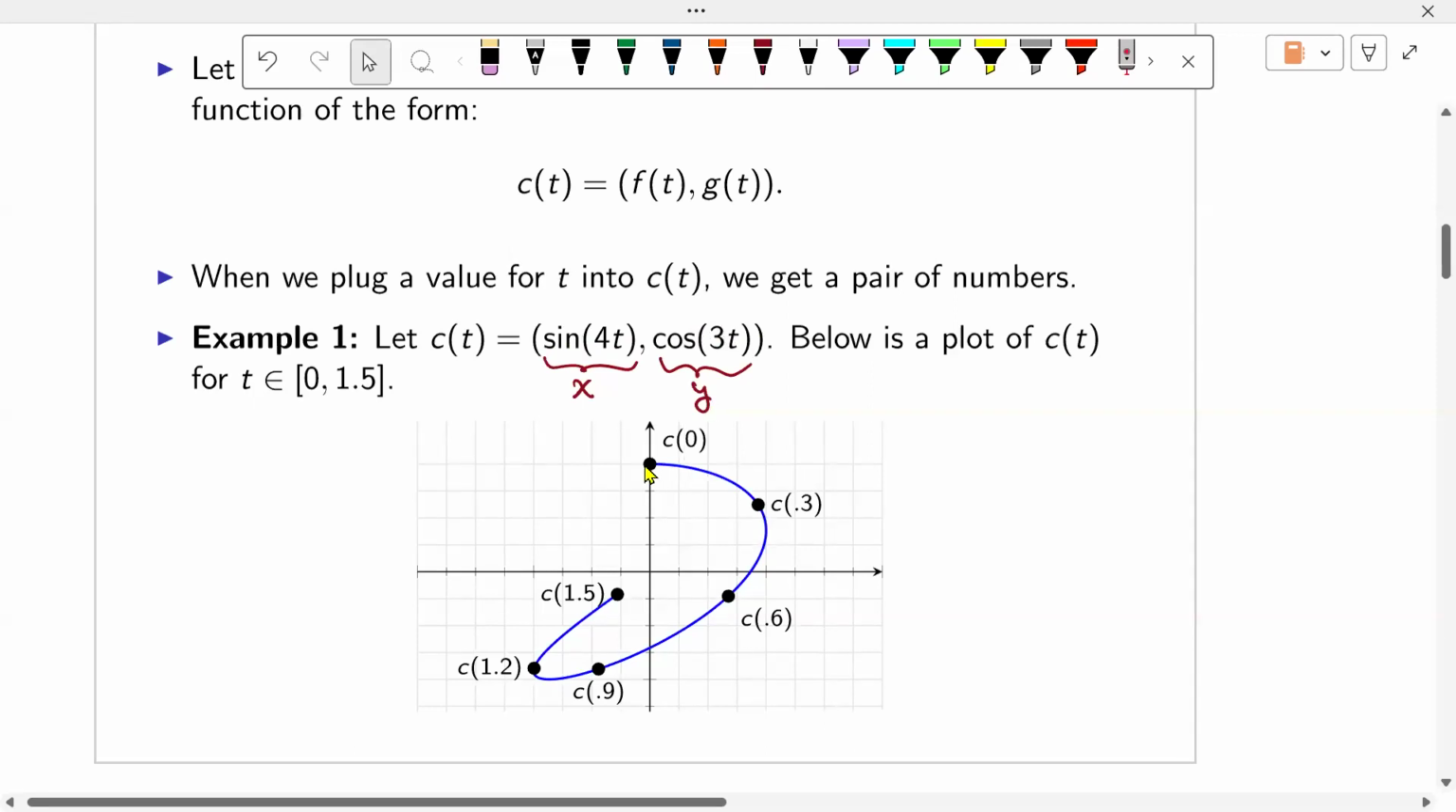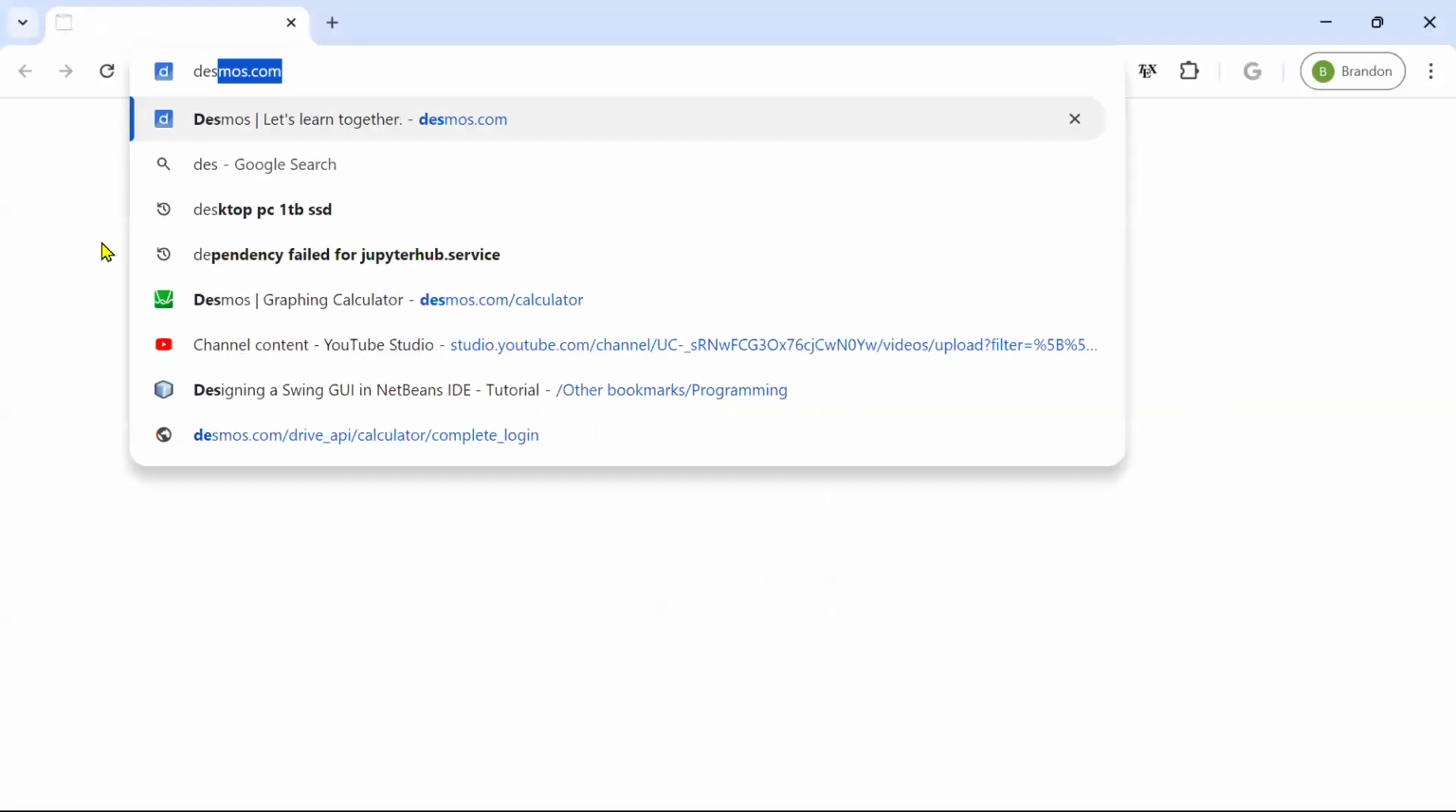Here, I've plotted the point c of 0. What happens if I plug 0 in for t? If t is 0, my sine will be 0, and my cosine will be 1. So I'm right at this point 1, 0. If I plug in 0.3, you can see the point I get is right there. If I plug in additional values, I can get a point here, a point there, and a point there. It's kind of fun to plot these on Desmos, so let me go over how to do that. You can also plot them on your TI calculator, but I'm probably not going to go over that.